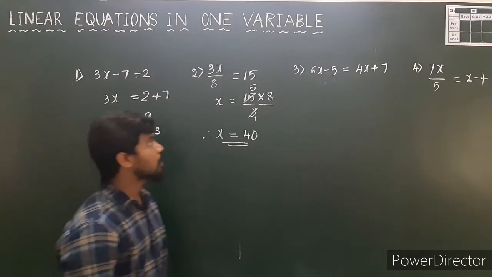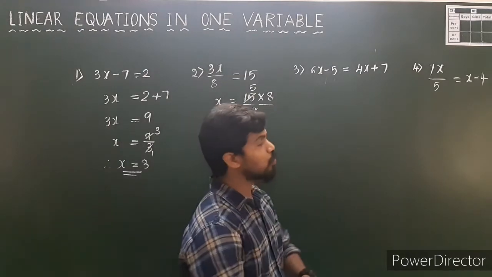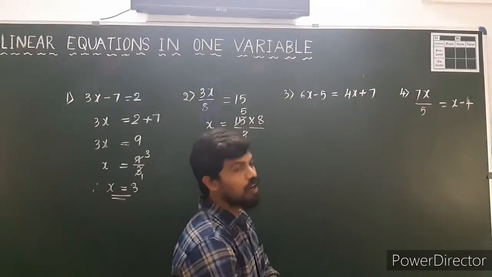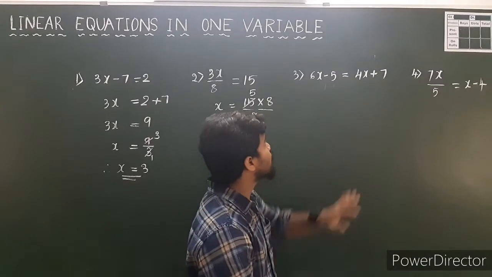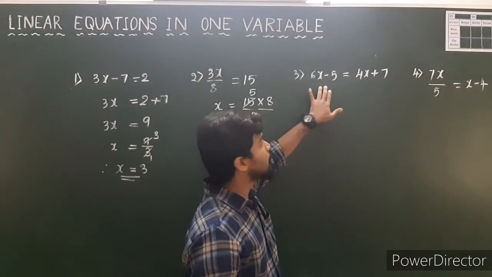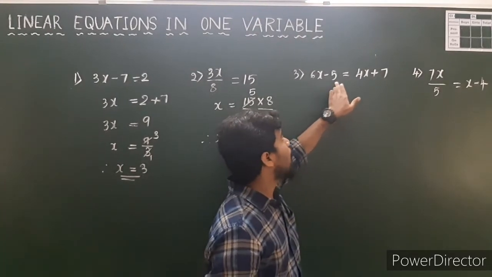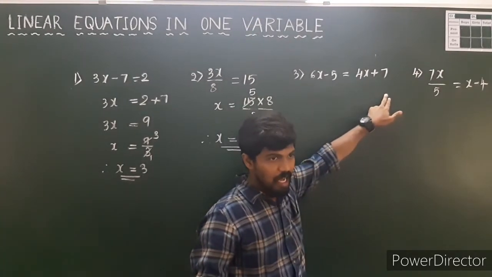So next, 6x minus 5 equal to 4x plus 7. So first you take all variables to LHS, and all constant terms to RHS.